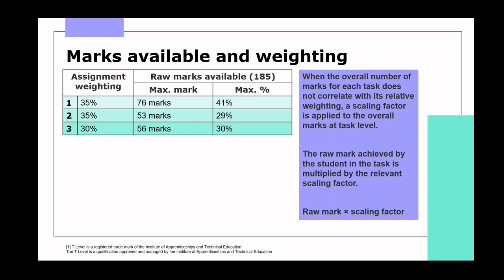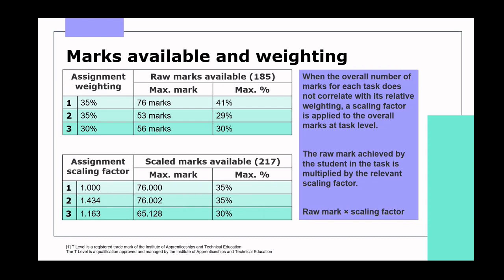So instead, and you may have seen this in the specification, a scaling factor is used. And this is a number that's multiplied by the raw marks to produce something called a scaled mark. And it's this scaled mark that we look at. So here are the scaling factors, the number that is multiplied by the raw mark, and then we can see how that changes the scaled mark we have.